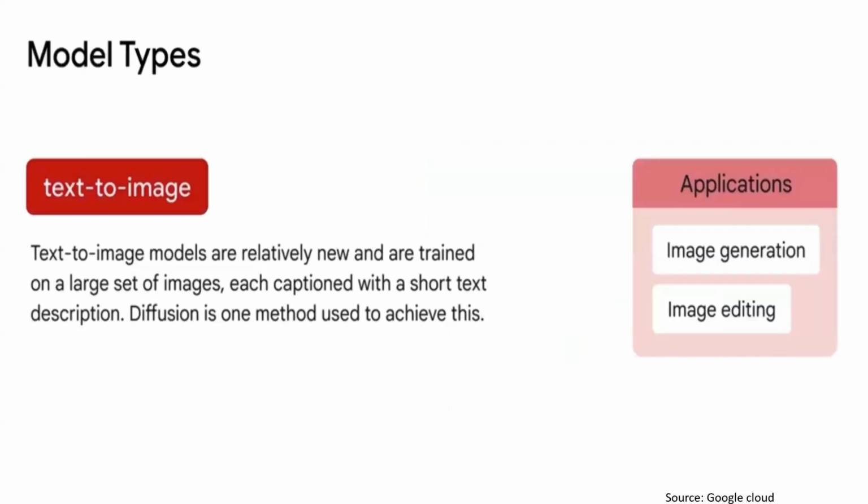Then we have text to image models. Text to image models are relatively new and are trained on a large set of images, each captioned with a short text description. Diffusion is one such method used to achieve this. The applications are image generation and image editing.